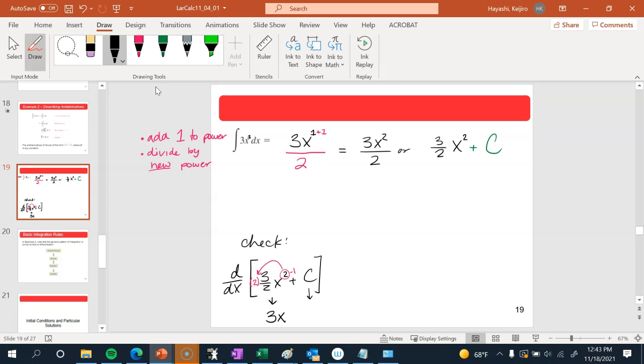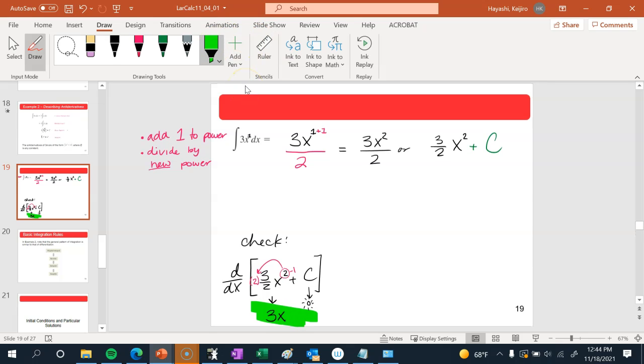And the derivative of any constant is 0. So the derivative of anything of the form 3 halves x squared plus c is going to be 3x. And so yeah, that is the kind of function that has 3x as its derivative. That is the general solution to this question of what function has 3x as its derivative.